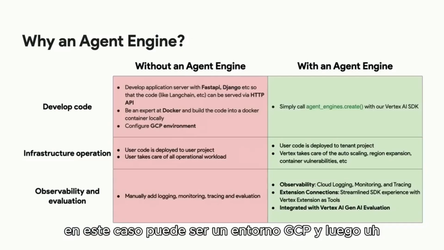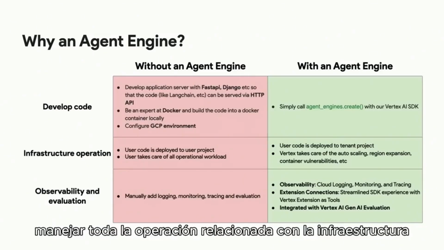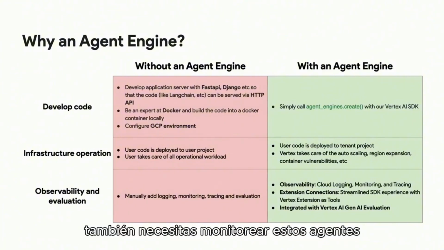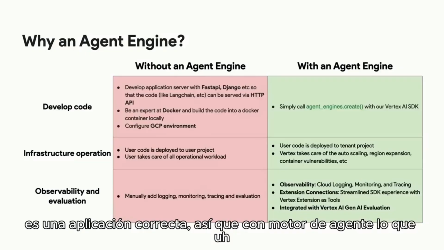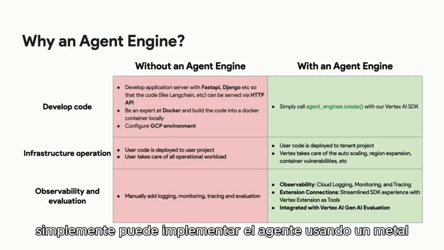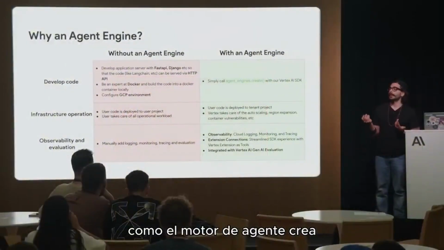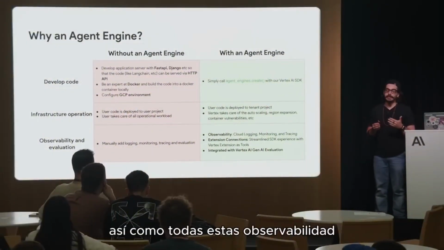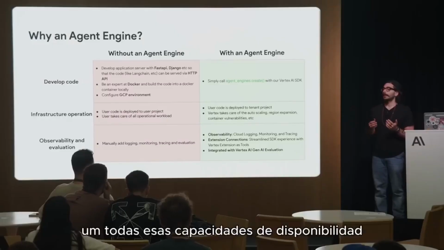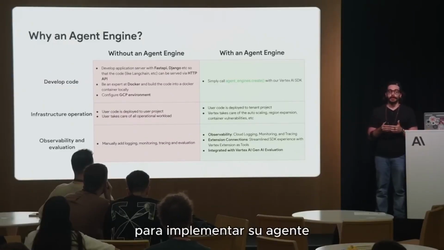In this case, it can be a GCP environment, and then you need to handle all the operations related to infrastructure, and at the same time, you also need to monitor these agents because at the end of the day, it is an application, right? So with Agent Engine, you can simply deploy the agent using a method like agent engine create, and you will get your agent up and running, as well as all the observability capabilities and the monitoring that you need in order to deploy your agent.